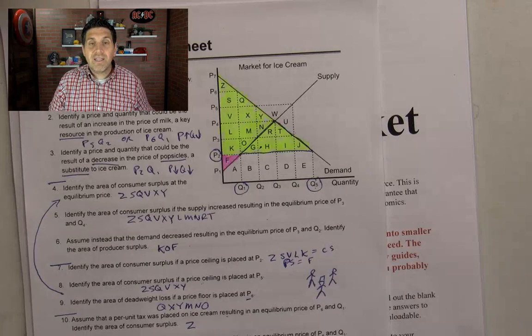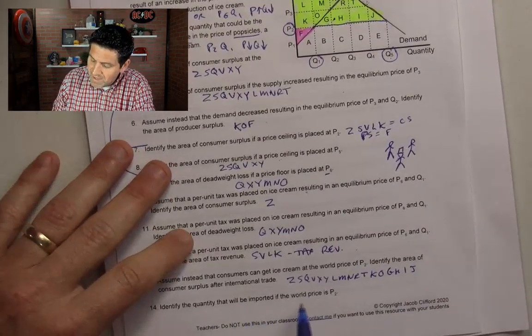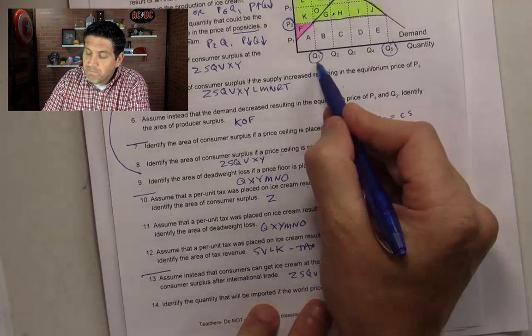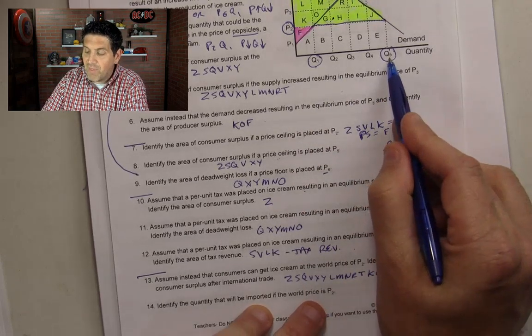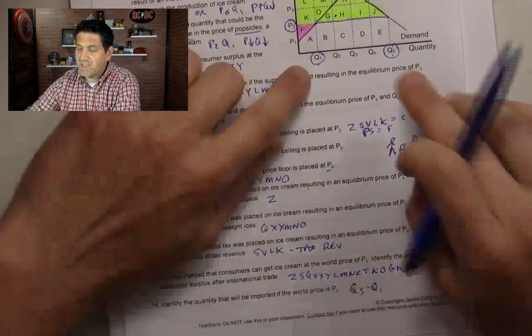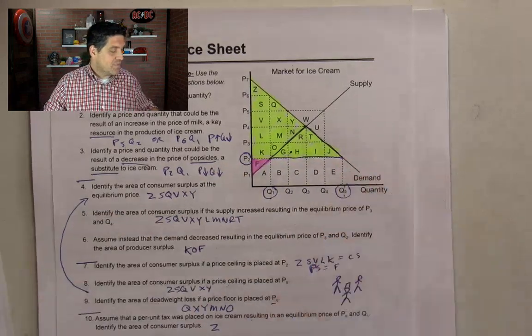So let's go back to the actual questions here again. Last one, it says, identify the quantity that would be imported if the world price is P2. So for the quantity imported, don't write Q1, that's the amount we're going to produce, so don't write that. Don't write Q5, because that's the amount that we want. You have to do Q5 minus Q1, this distance here that would normally exist. Normally there'd be a shortage. In fact, let me show you.